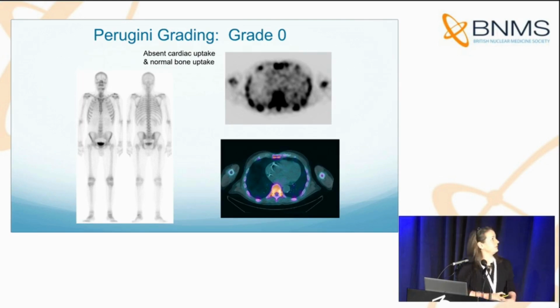Okay, so this is a grade 1. So basically your bog standard normal bone scan. And when you do the SPECT CT, there's no specific cardiac uptake. I have to stress that when you're doing a DPD scan and you see a normal bone scan, please, please, please do a SPECT CT.